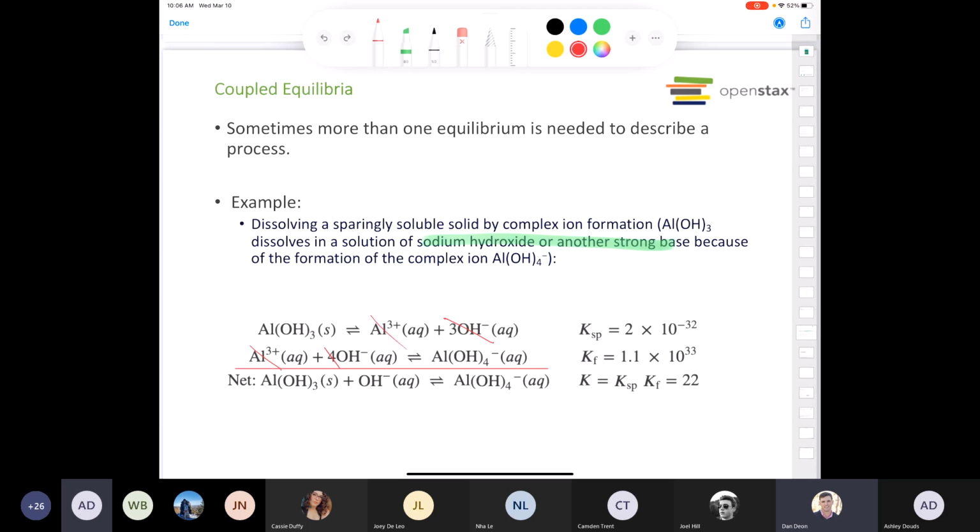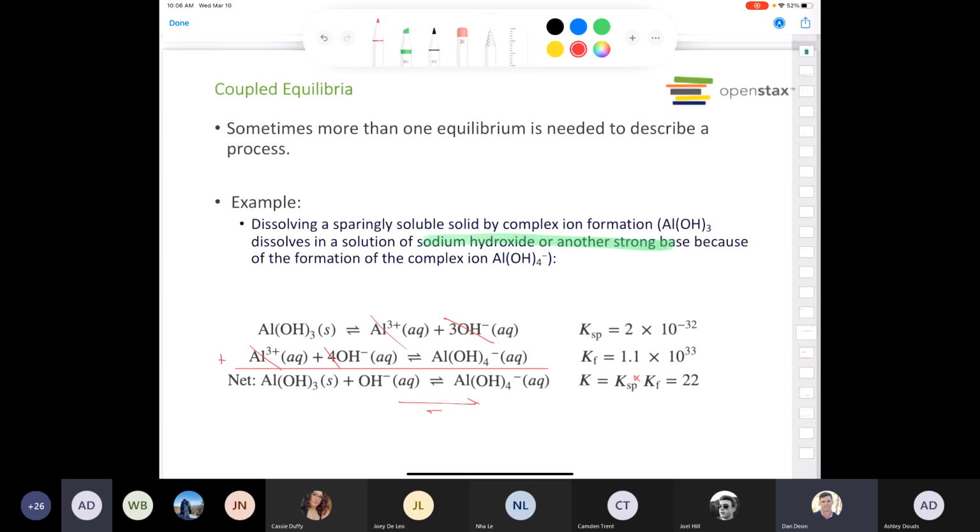When you evaluate K, if you're adding two equilibria together, the K is going to be the product of these two Ks. So it's the Ksp multiplied by the Kf, which gives you a big number. It's greater than 1. Therefore, the equilibrium is going to lie hard to this side.